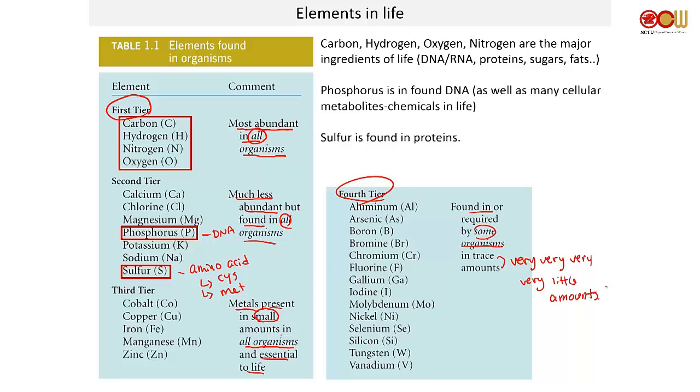What are they? They're like aluminum, arsenic, boron, bromine, chromium, fluorine. Yeah, so you obviously don't see these a lot, okay? So they are used by some organisms out there. Just so you know they exist. These are the elements in life.